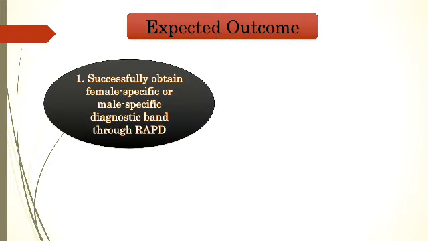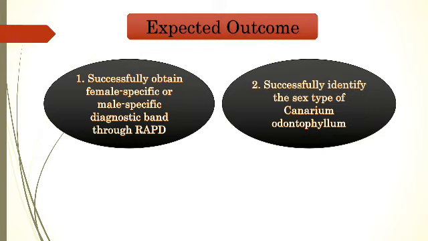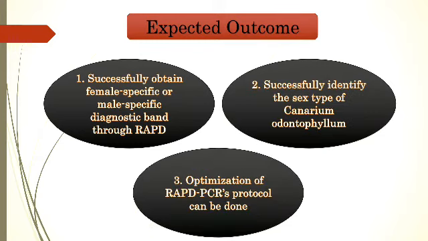Finally, the expected outcome of this research proposal is, first, to successfully obtain the female-specific or male-specific diagnostic band through the RAPD analysis. Then we can use this diagnostic band as a marker to successfully identify the sex type of the Canarium odontophyllum. Finally, the optimization of the RAPD PCR protocol can be done, so it can be used for sex identification of the Canarium, and it can also be used for other plant species.